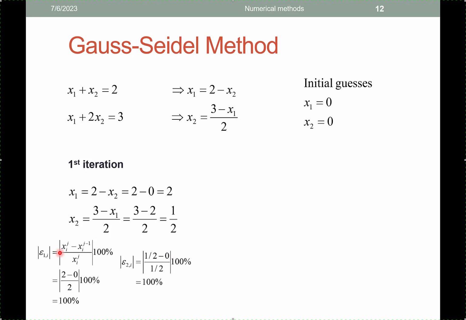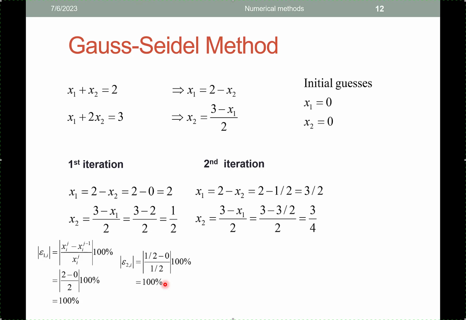We check the percent relative error. As you can see here for our first x1 value, we get 2 minus 0 divided by 2, which is 100% error. And then half minus 0, which is the initial guess, divided by half times 100% gives us 100%.